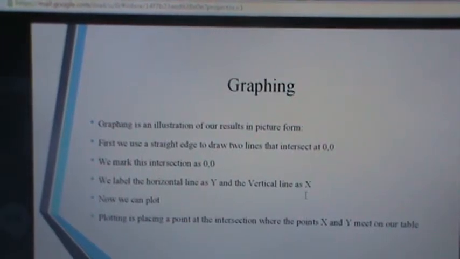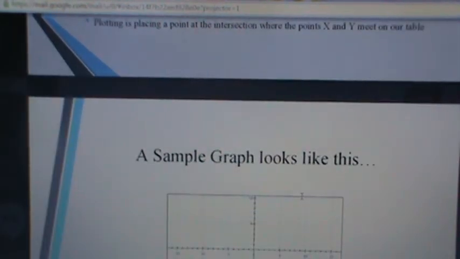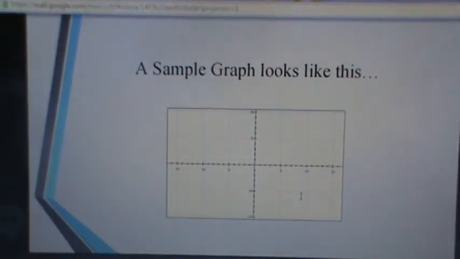Graphing. Graphing is an illustration of our results in a picture form. First, we use a straight edge to draw two lines that intersect at 0 and 0. We mark the intersection at 0 and 0. We label the horizontal line as y and the vertical line as x. Now we can plot. Plotting is placing a point at the intersection where the points x and y meet on our table. This is what our sample graph is going to look like.